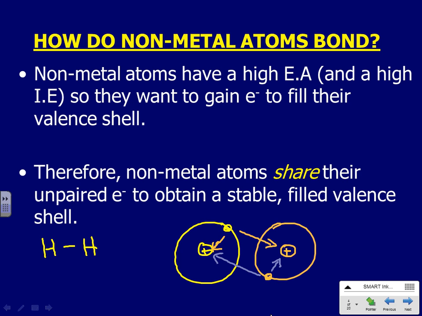But for now, you need to think of a covalent bond as simply two atoms that have an attraction for their neighbor's electrons, but also have an attraction for their own electron.